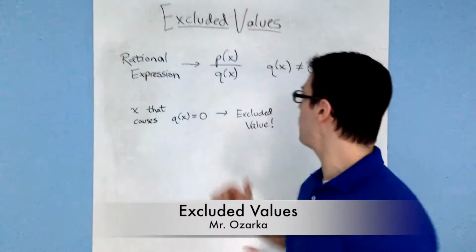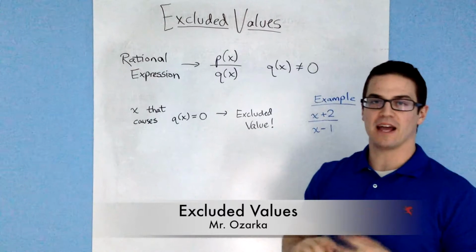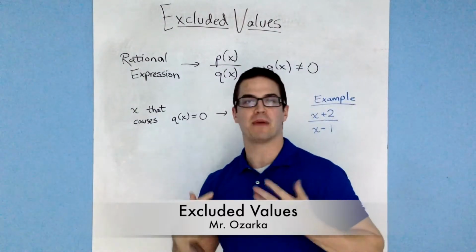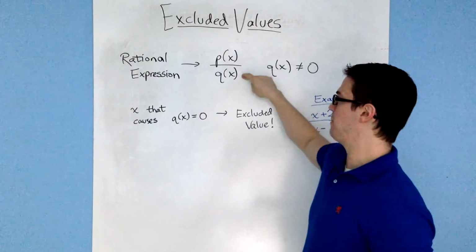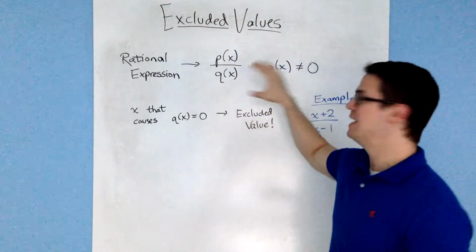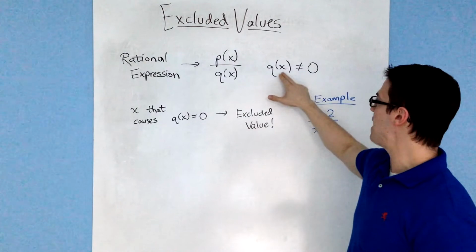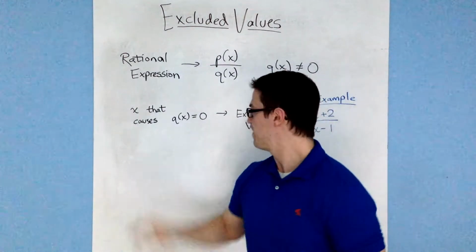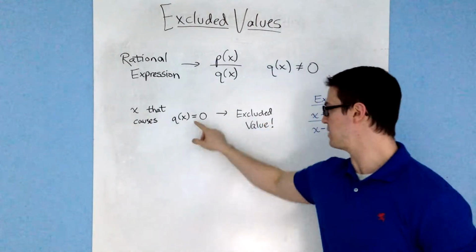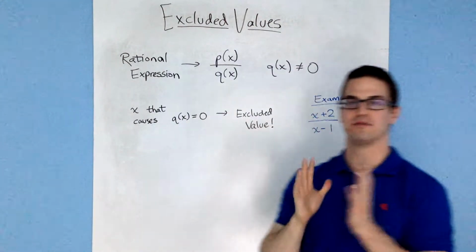Alright, so this is going to be a video about excluded values. An excluded value is based off a rational expression. We have a polynomial divided by a polynomial for the rational expression. It's based off the fact that the denominator, q of x right here, cannot equal 0. The x that causes q of x to be equal to 0 is called the excluded value.